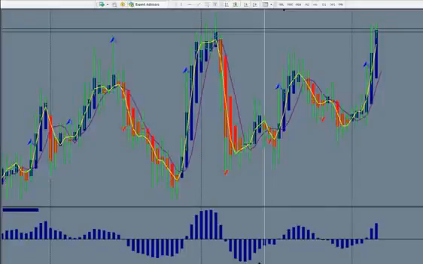Today we're going to talk about day trading versus swing trading versus position trading. Now this is part 2 of a 3-part series. So we're going to be concentrating on swing trading.